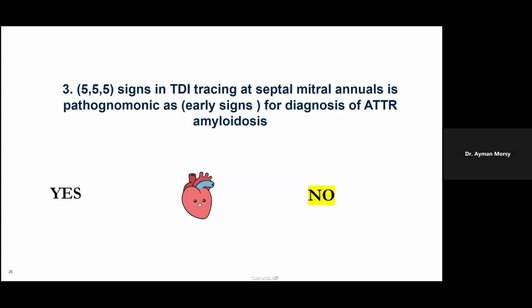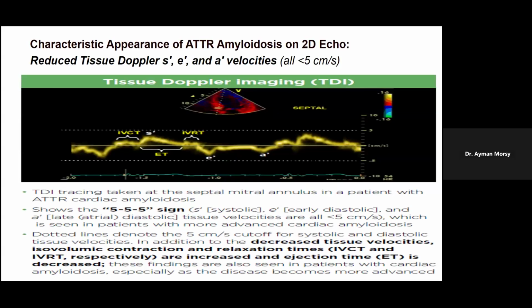So if you get this type of patient profile, this patient has a very late sign, and I think they will not benefit much from starting medication. This is my concern always. Reduced tissue Doppler velocity is a very late sign. As with the 555 sign, it is a very, very late sign. We can say it means advanced cardiac amyloid.